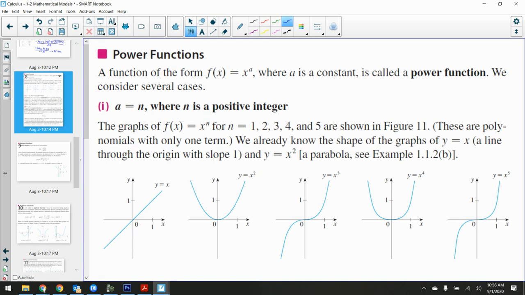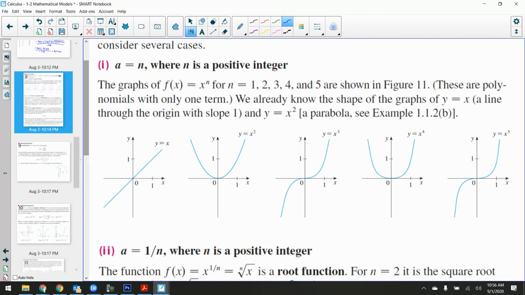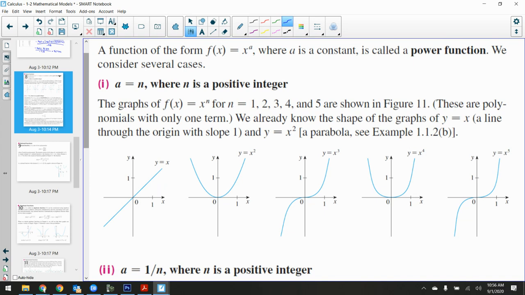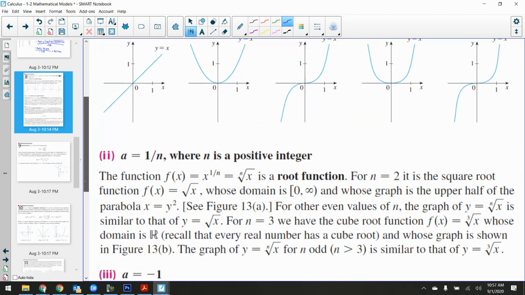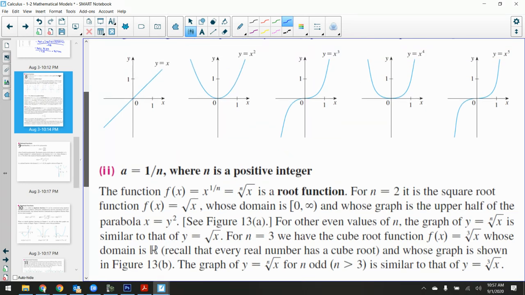The second type is when it's a fraction. What happens when our power is a fraction? What does that turn into? It's a root, right? Like x to the 1/2 power would be the square root. X to the 1/3, cube root. X to the 1/4, fourth root. When n is a positive integer and you have 1 over n, it's called a root function, where n is the index. So like 1/3 power would be third root, 1/4 power would be fourth root.